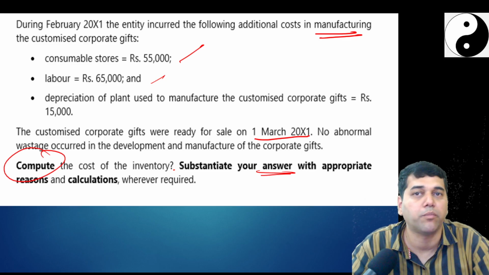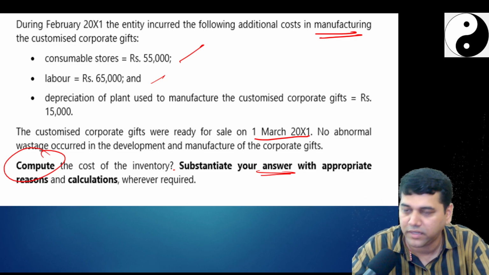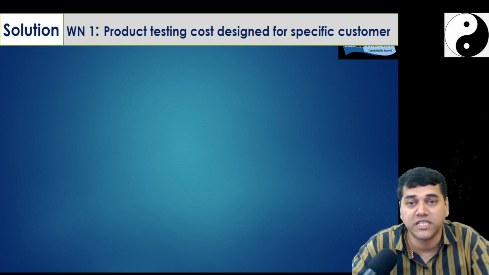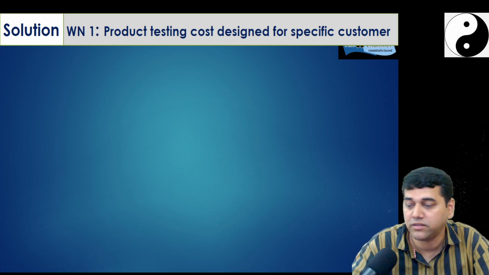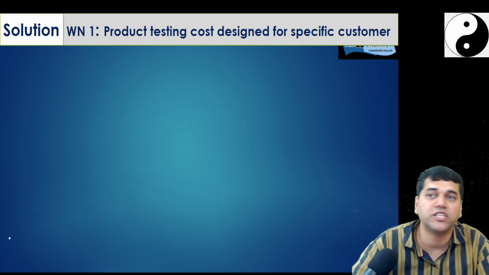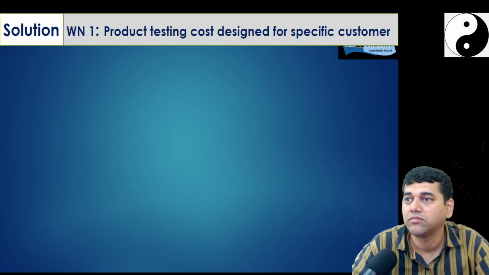Okay, so there is one format. Just if it comes for the exam, it has come actually. You can follow. First, working note 1, product testing cost for specific customer product testing cost. So, should I charge the testing cost to the inventory or P&L account?